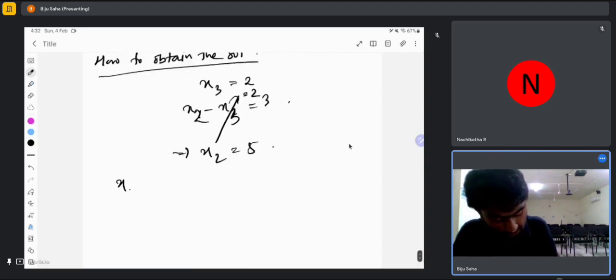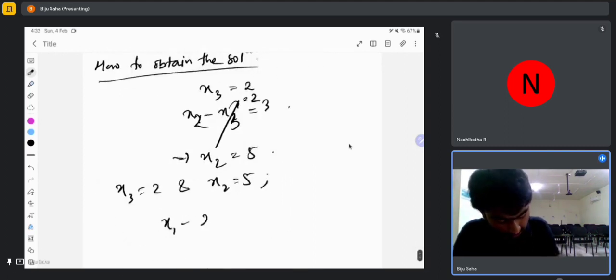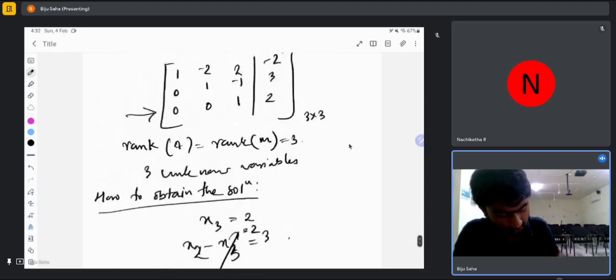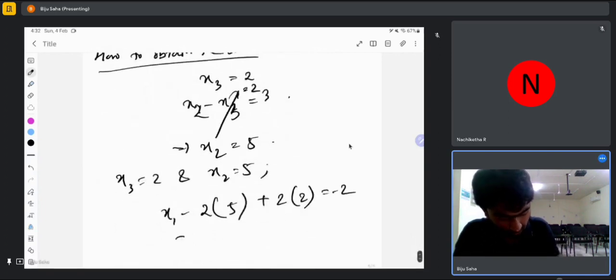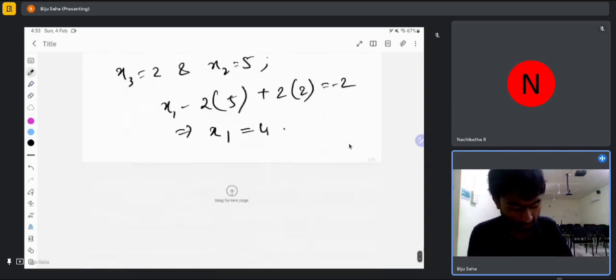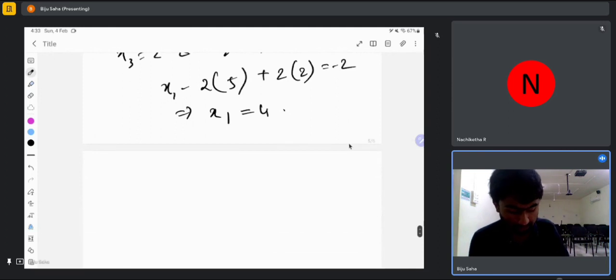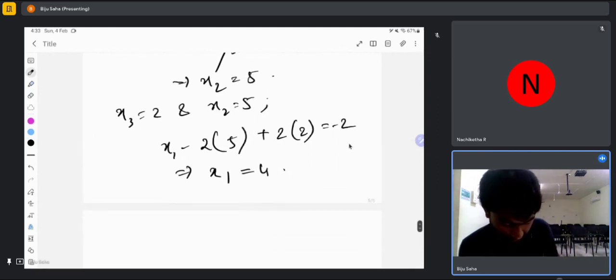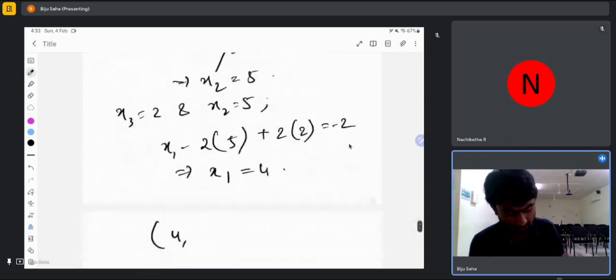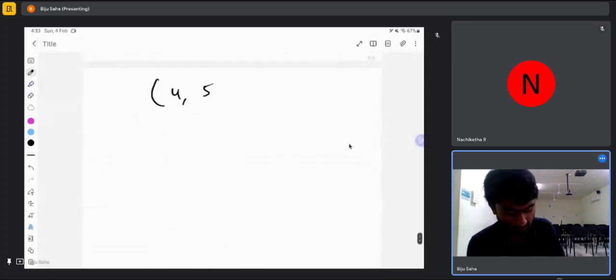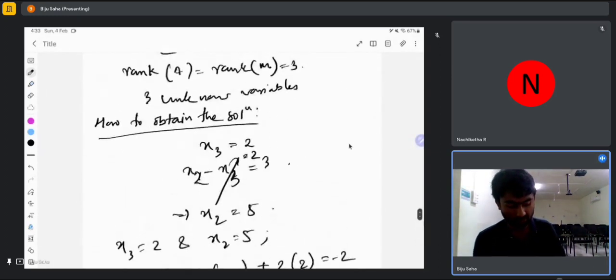Now put x3 equal to 2 and x2 equal to 5 in equation 1. That gives me x1 equal to minus 2 of x2, which is 5, plus 2 of x3, which is 2, equal to minus 2. So that gives me x1 equal to 4. There is no case of a free variable or leading variable here, so it's completely a unique solution, given by x1 equal to 4, x2 equal to 5 and x3 equal to 2. This is the solution for this system.